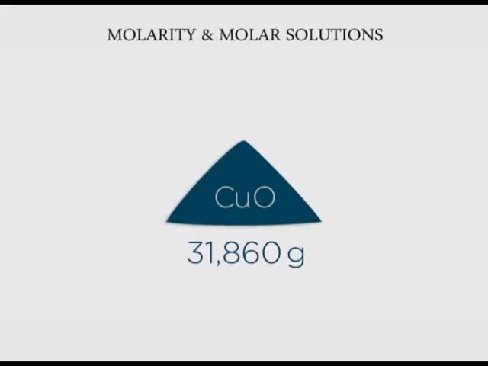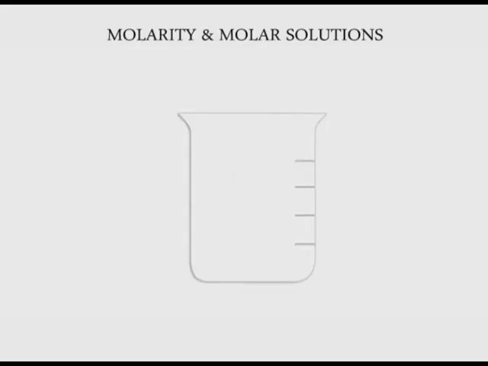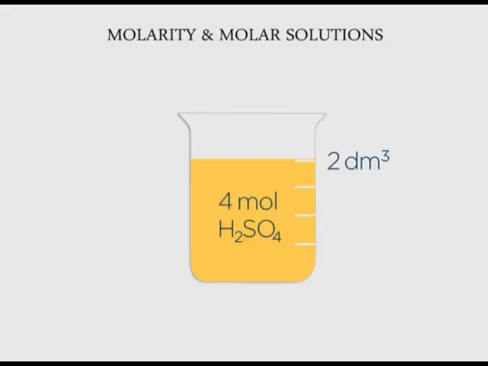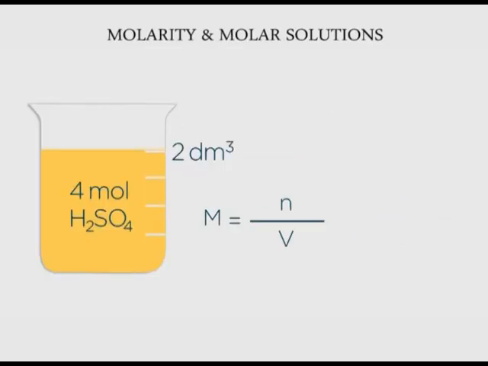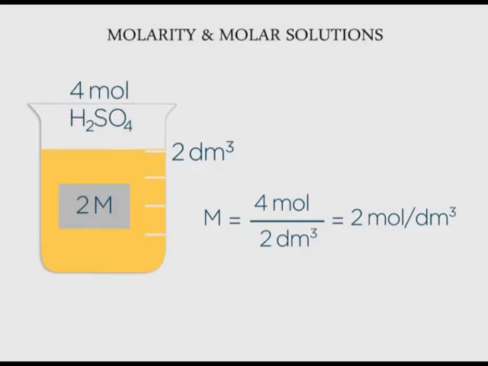Now let's look at this one. In this beaker, we put 2 cubic decimeters of water and add 4 moles of sulfuric acid. What is the molarity? We have 4 moles divided by 2 cubic decimeters. That gives us 2 moles per cubic decimeter, which is equal to 2 molar.